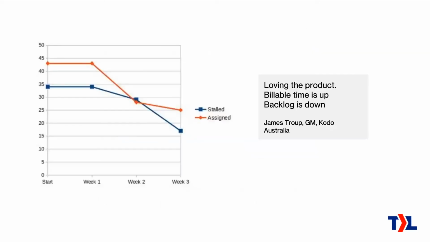Okay, so techniques like this have made big improvements to MSPs' workflows. Here's a group from Kodo. James was the general manager there. We measured some of their tickets as they used these techniques. Over a period of 3 weeks, they went from having 43 assigned tickets down to about 25, and the stalled tickets, things that weren't moving ahead, they dropped from 34 down to it looks like 17 tickets in 3 weeks. So big help for them. He said, loving the product. Billable time is up and backlog is down, so this stuff can really work.